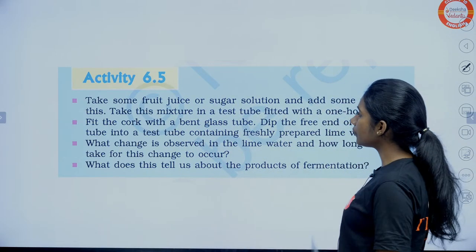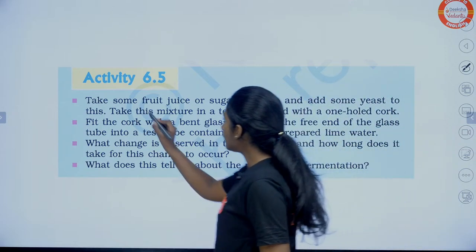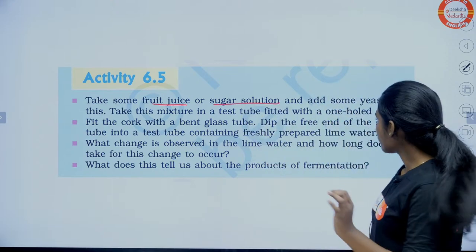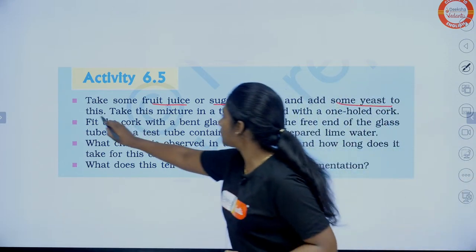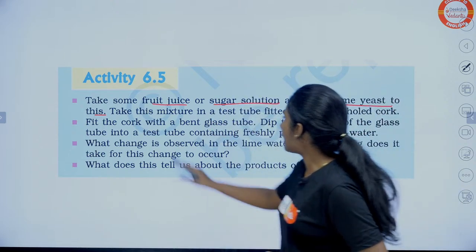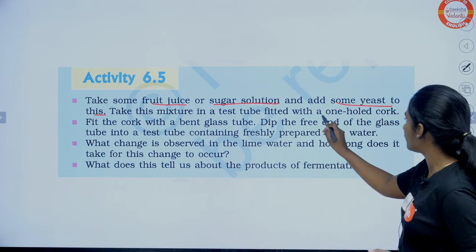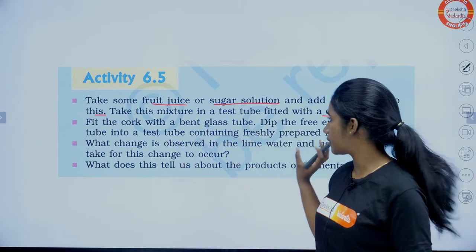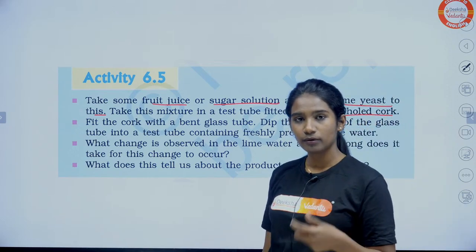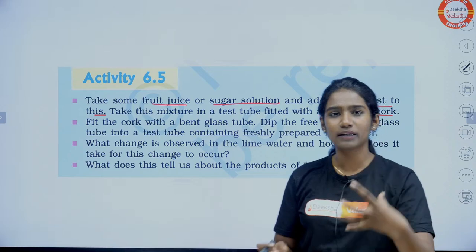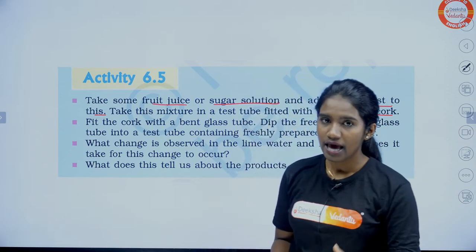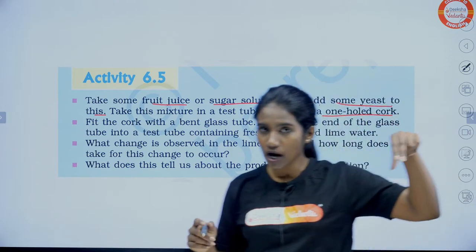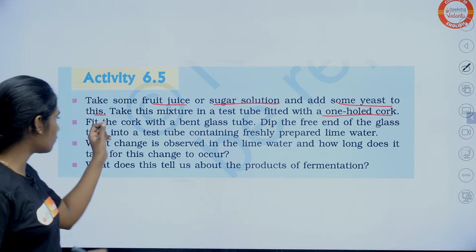Now, the next activity is that, take some fruit juice or sugar solution and add some yeast to this. Take this mixture in a test tube that is fitted with a one-hole cork. I'll show you how the setup looks. So now what are we doing? In a test tube, we are adding fruit juice or a sweet solution. Then we close it with a cork. That cork should have one hole.